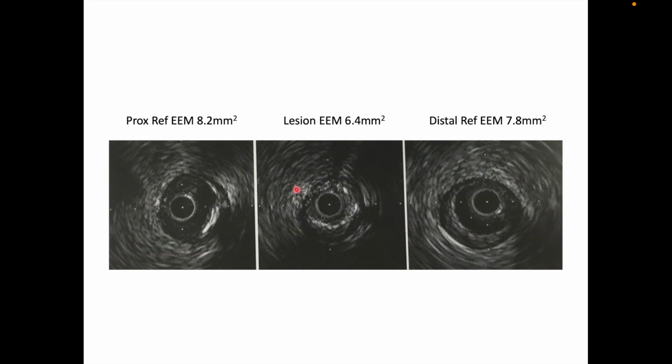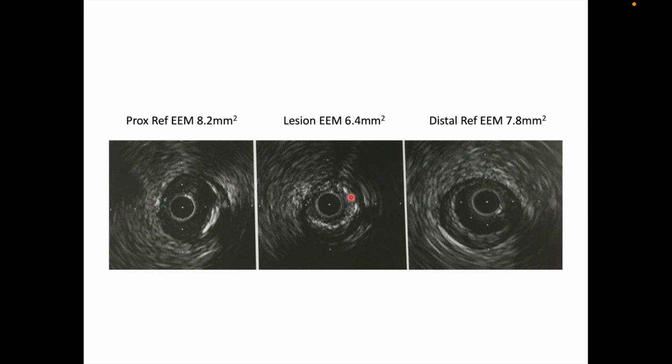Just to strengthen the concept further, this is an example where the cross-sectional area of the external elastic membrane is 8.2 millimeters square, and at the distal reference segment it is 7.8 millimeters square, and at the lesion site it is 6.4 millimeters square.